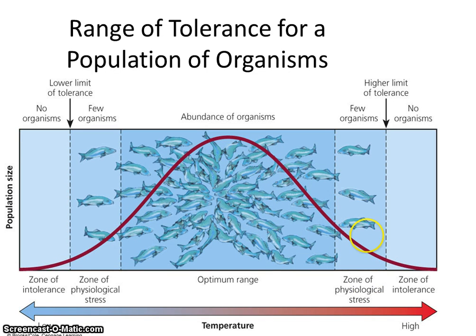So we call this area the zone of stress. If you go one more standard deviation away, you have hit the higher limit of tolerance. The tolerance has been exceeded. You have no organisms living there. And so again, the range of tolerance is what can an organism take? There's ideal situations, and then there's what you can live with.